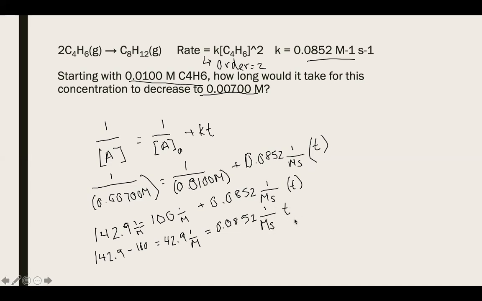And now in order to find time, you just divide over. So you would just divide by that 0.0852 value. So you would do 42.9 divided by 0.0852. And it would be T equals 503 seconds.